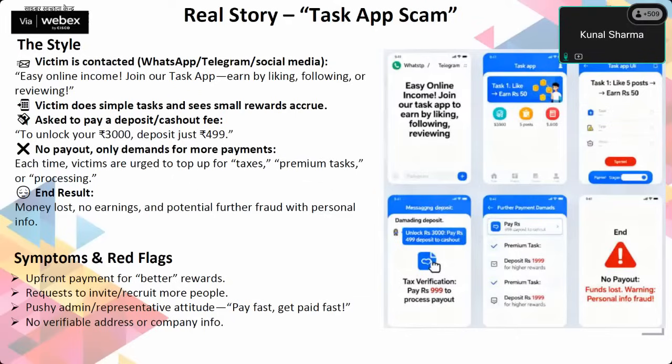So what red flags should we see? You cannot earn money by paying money. This should be a strong red flag for you. To get money, you should not pay money. There will be pushy admins and representatives who will say to pay fast, otherwise your credited money will be gone. So don't fall for those ploys. No verifiable address or company name will be there. When you verify it online, there will be just a website created by them, and only them. So there will be no reviews of those. Such red flags you should avoid.